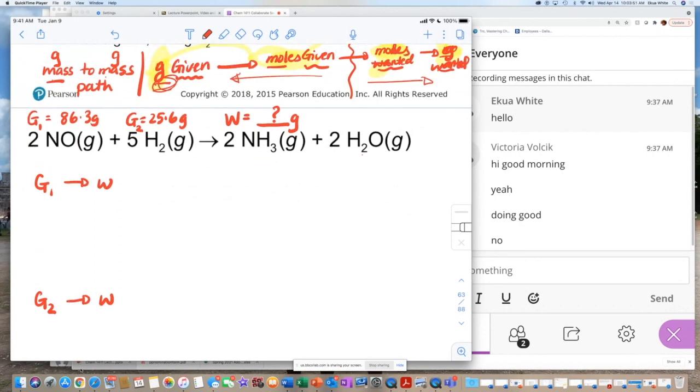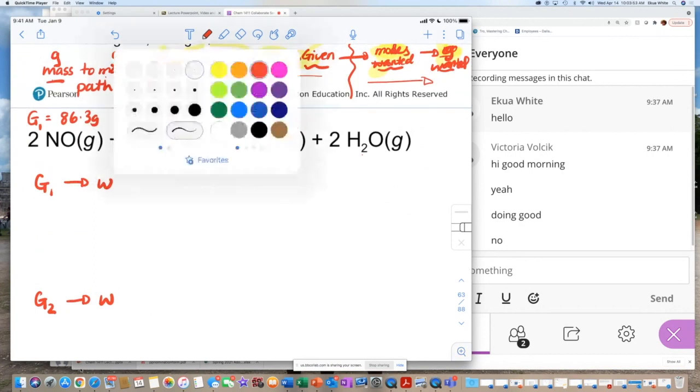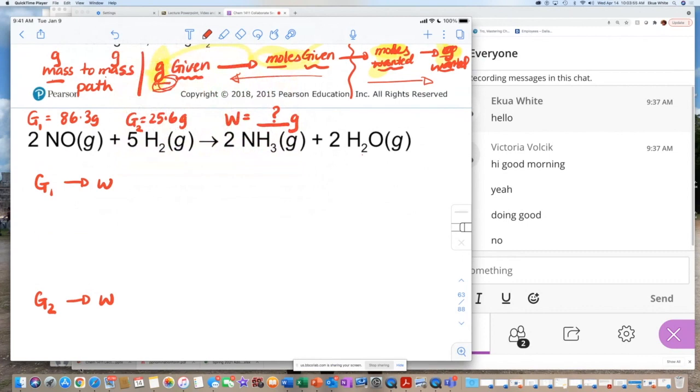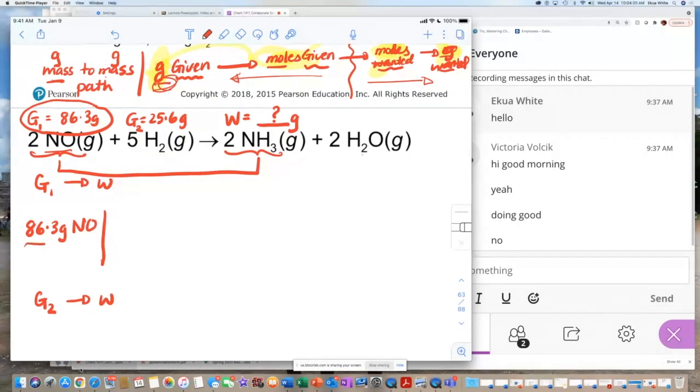So our first stoichiometry, we start with the first given. I'm just going to show you where it's going. It's going to involve these two reactants, these two players right here, for my first path. So I'll start with the given number, this one here, 86.3 grams. And what's the formula here? NO. Oops, it's not the word no, it's N big O. And then I'm going to write my PT.